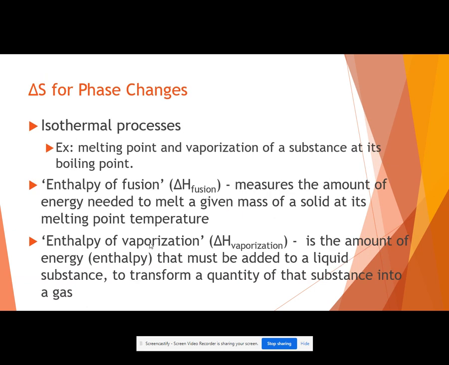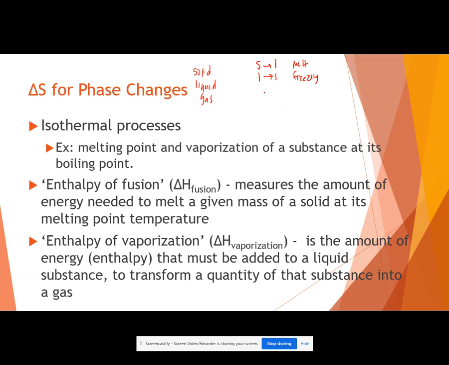Now we're going to talk about delta S for phase changes or isothermal processes. Phase changes. Let's cover them. States of matter have 3 phases, or basically you have solid, liquid, and gas. Whenever it goes from one phase to another, that's considered a phase change. Good examples of this are things like melting. So if you go from a solid to a liquid, you are melting. If you go from a liquid to a solid, you are freezing.